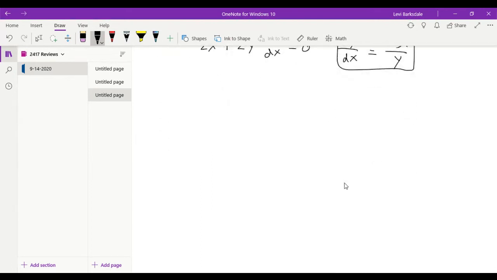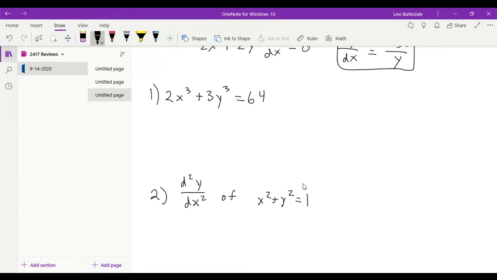Regardless, let's go ahead and do a couple of practice problems. Let's start with 2x cubed plus 3y cubed is equal to 64. And also, as our second example, find the second derivative of x squared plus y squared equals 1.